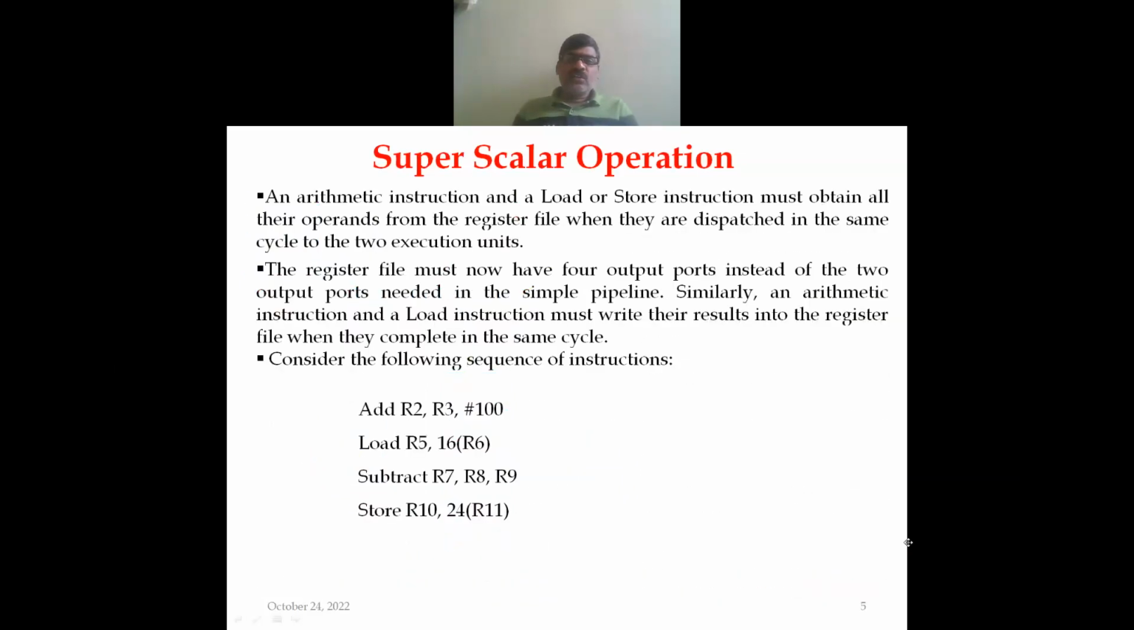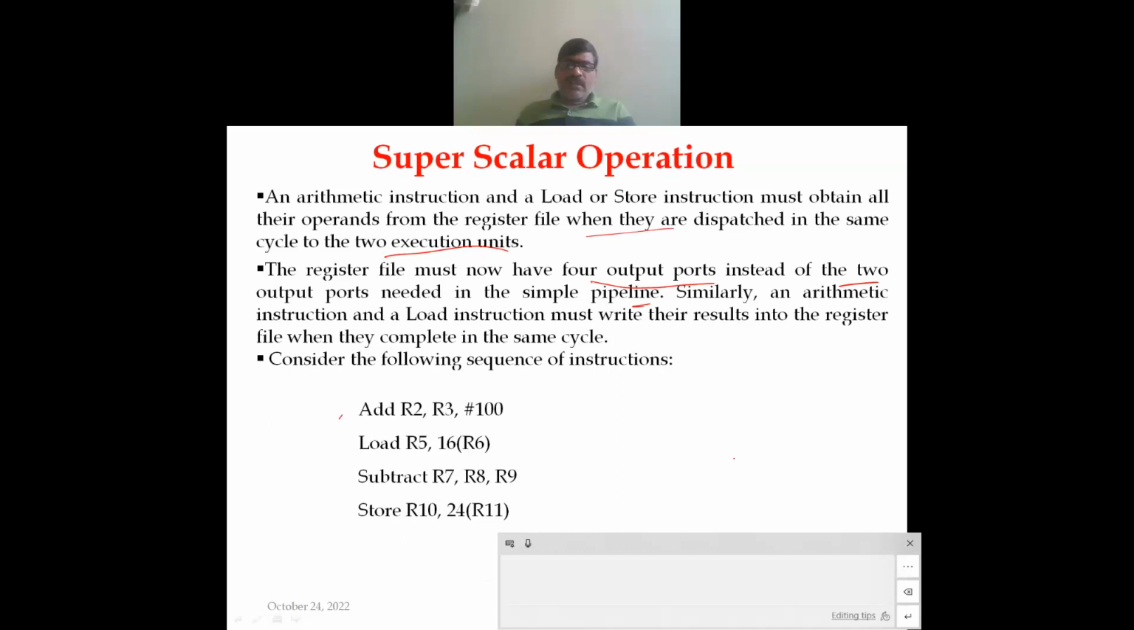An arithmetic instruction and a load or store instruction must obtain all their operands from the register file when they are dispatched in the same cycle to the two execution units. So the register file must now have four output ports instead of the two output ports needed in the simple pipeline. Similarly, an arithmetic instruction and a load instruction must write their results into the register file when they complete in the same cycle. For example, consider the following sequence of instructions.